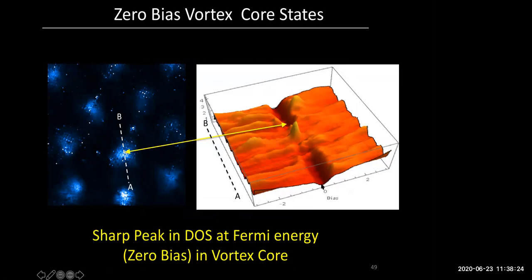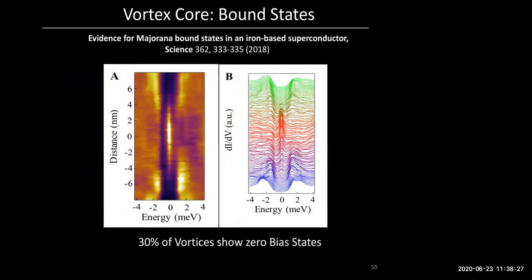Now, we were not the first people to do this. In fact, Hongding's group in China and collaborators did this work. They published this in 2018, where they showed the emergence of this peak right at zero bias inside the superconducting gap, inside the vortex cores. But one big puzzle in this system is that only 30% of the vortices show these zero bias states. So the question is, why is it that the other vortices don't trap Majorana modes? Okay, so this system is certainly very promising to realize Majorana states.